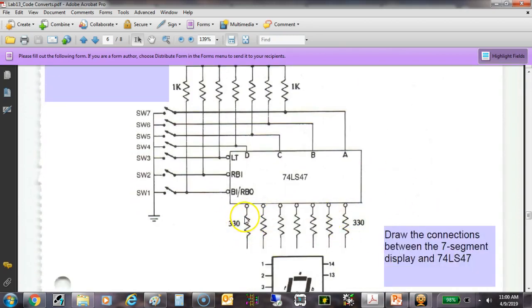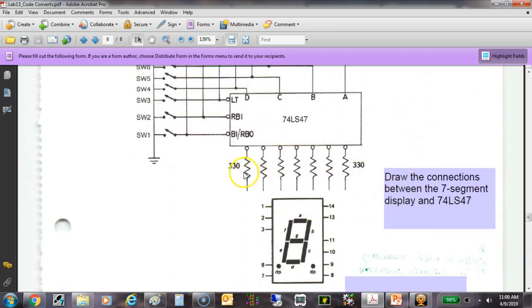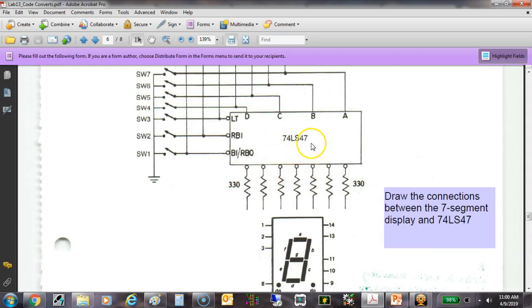These are our 330 ohm resistors. We need 1, 2, 3, 4, 5, 6, 7. What you're going to have to do is come up here now and draw the outputs of these resistors where they would be on here once you do your pin out. So our pin out for this, and we'll discuss this.